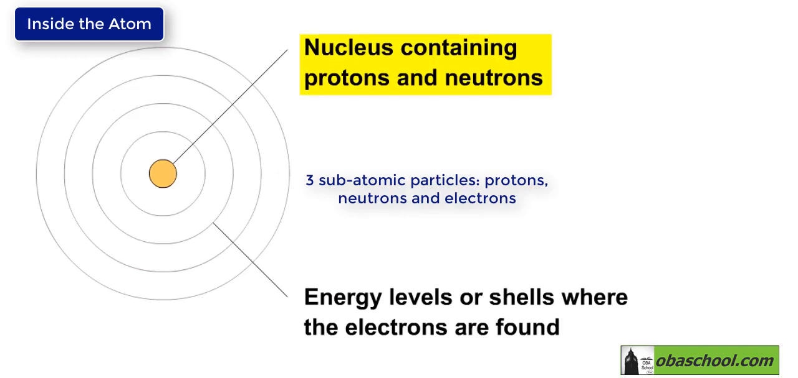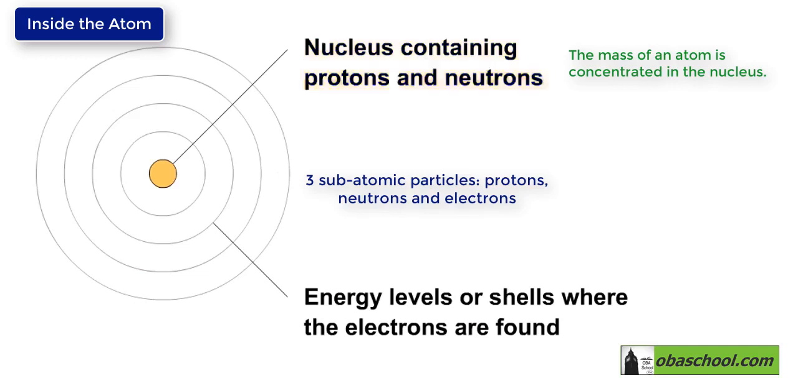The protons and the neutrons are crammed into the center of the atom, and this is called the nucleus. This is where the mass of the atom is concentrated. It's the mass of the protons and the neutrons. As for the electrons, they are found orbiting the nucleus in specific energy levels or shells. Let's answer a few questions about those three particles, the protons, neutrons, and electrons.